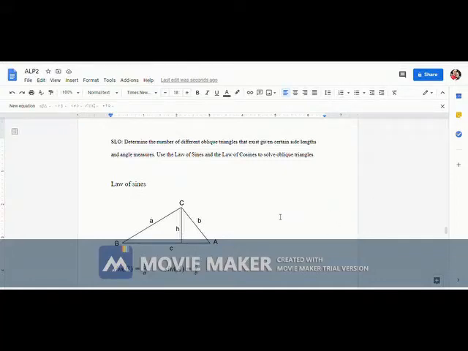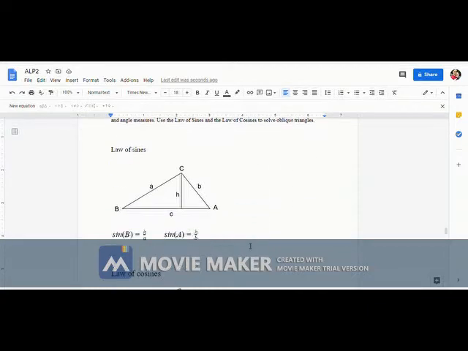Alright, in this video we are going to be determining the number of different oblique triangles that exist given certain side lengths and angle measures, and we're going to use the law of sines and the law of cosines to solve oblique triangles for all the missing sides and angles. So first, in order to do that, we're going to go over the proof for the law of sines.